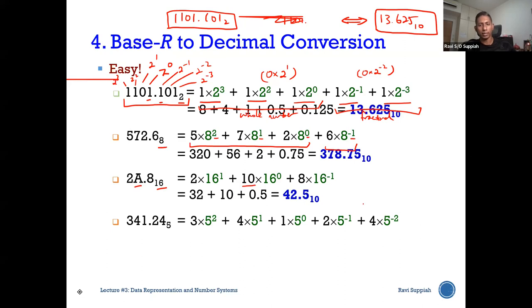All right, but the approach is the same. You always start with weighted position index 0, 1 to the left, and then minus 1 to the right. Whatever the base is, you take the same approach.